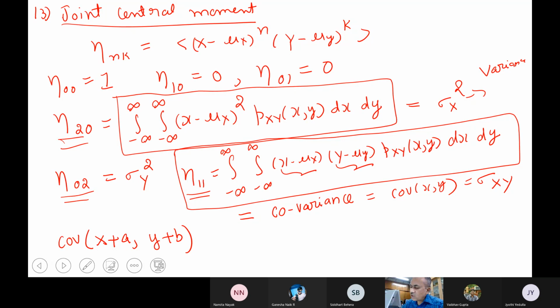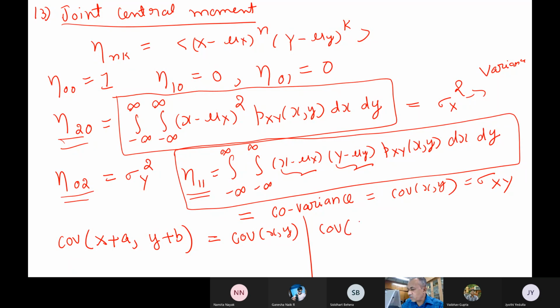See, this is the covariance, eta 11, for x comma y. Now what I have done is shift my axis, x by some constant a and y by some constant b. What will happen to the covariance? It will remain unchanged. It will remain the same. This is a most important property. Now another thing you can also prove yourself mathematically.